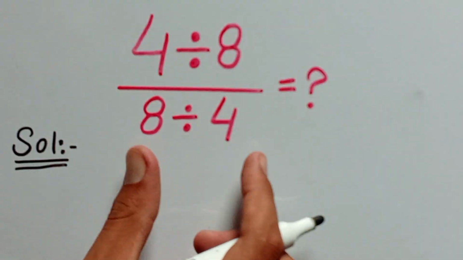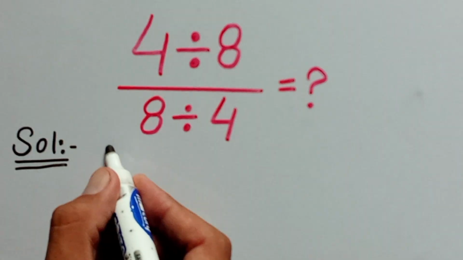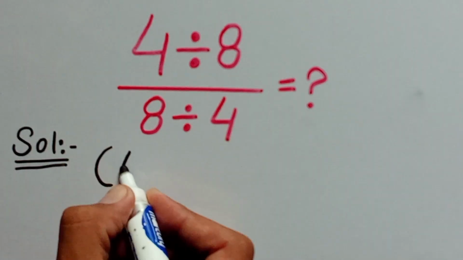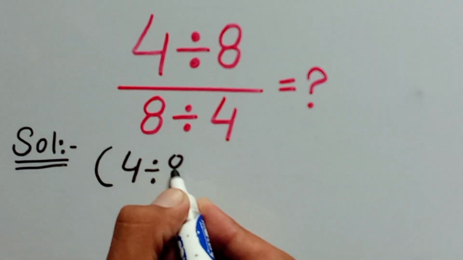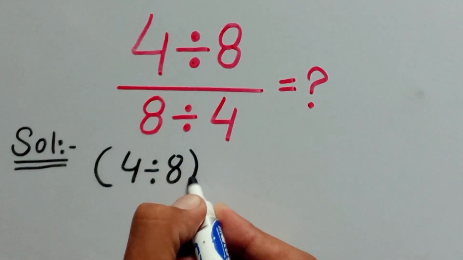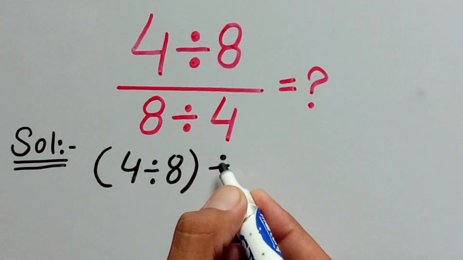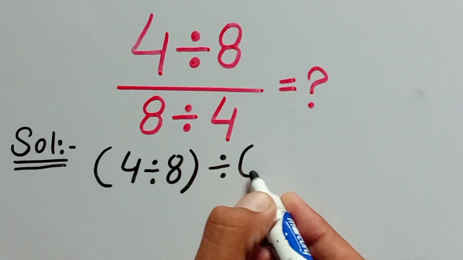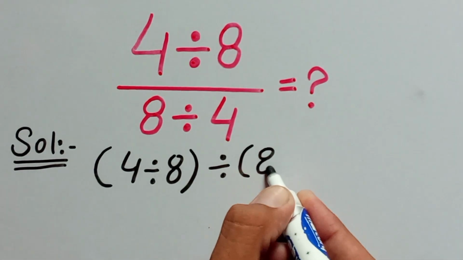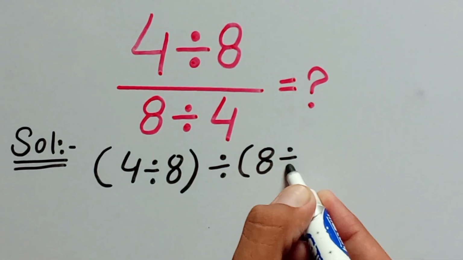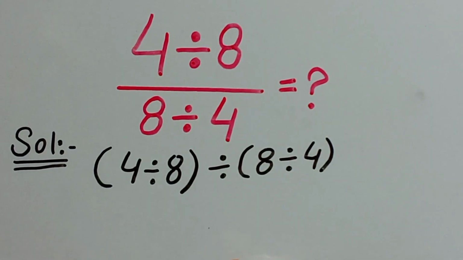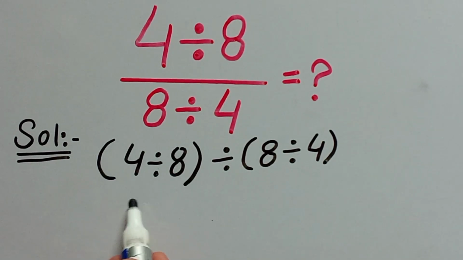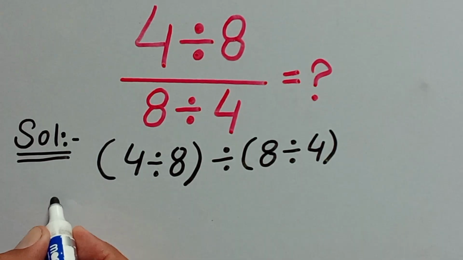first of all I can write this question in this form: parenthesis 4 divided by 8 close parenthesis divided by open parenthesis 8 divided by 4. Now guys, here firstly I can simplify these parentheses.